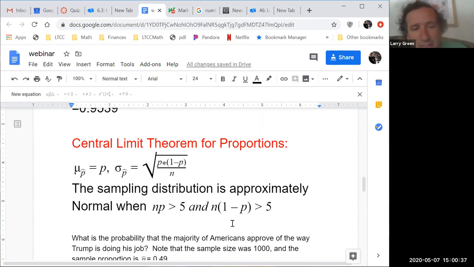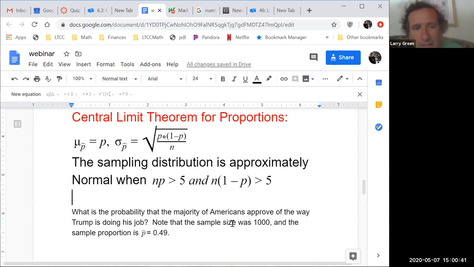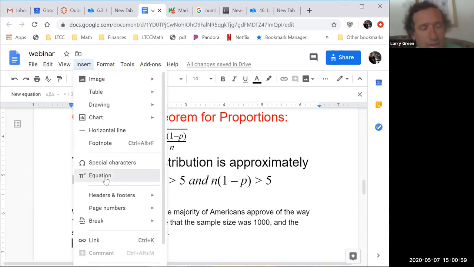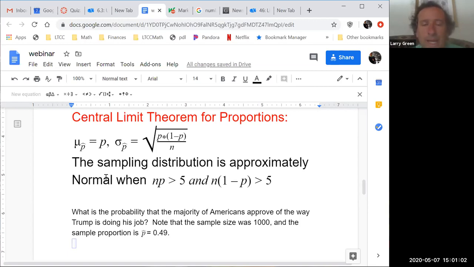Okay, so now we're ready to answer the question because now we have the central limit theorem. So let's go answer the question. And that is, what is the probability that the majority of Americans approve of the way Trump is doing his job? So to do that, we need to start out with the distribution. Okay, we've seen that before. It's always going to be this order. And now it's not going to be X. It's not going to be X bar. What is it going to be? What letter? The hint is I spent some time just now talking about that letter. Yeah, p hat. Okay, so the first thing is it's p hat, not X or X bar.